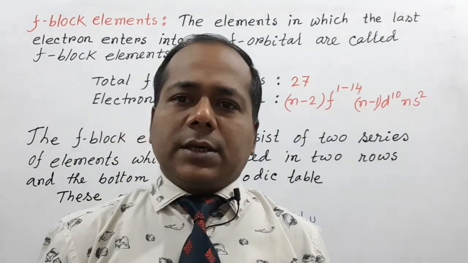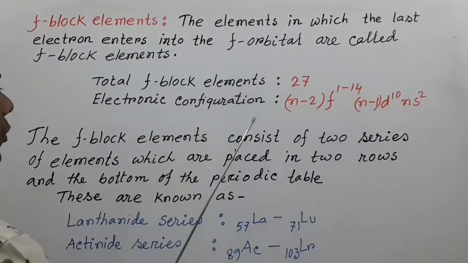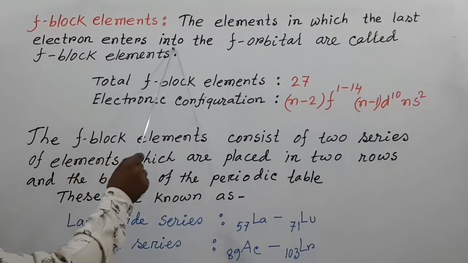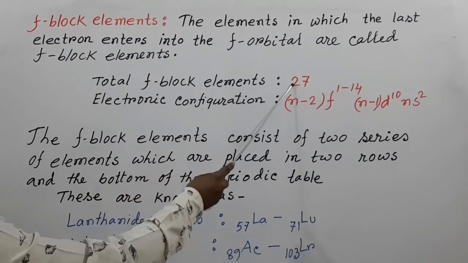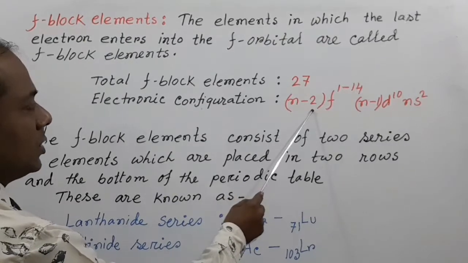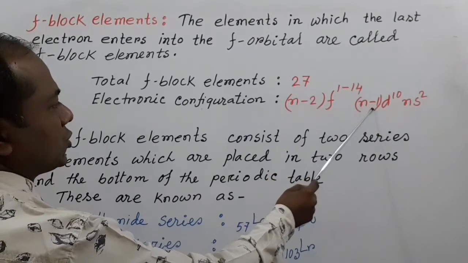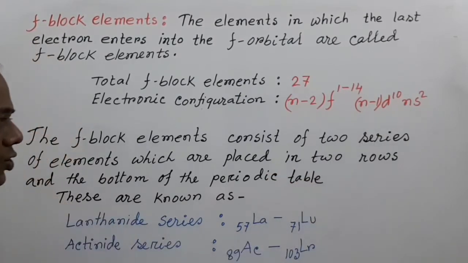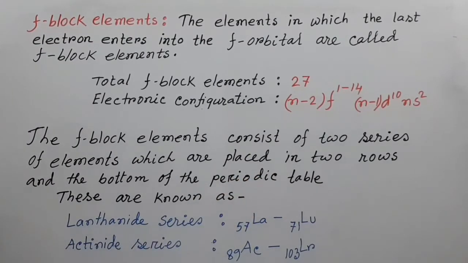My dear students, now what are F block elements? The elements in which the last electron enters into the f orbital are called F block elements. Total F block elements are 27. The electronic configuration of F block elements is (n-2)f 1 to 14, (n-1)d 0 to 1, and ns2. This is the electronic configuration of F block elements.